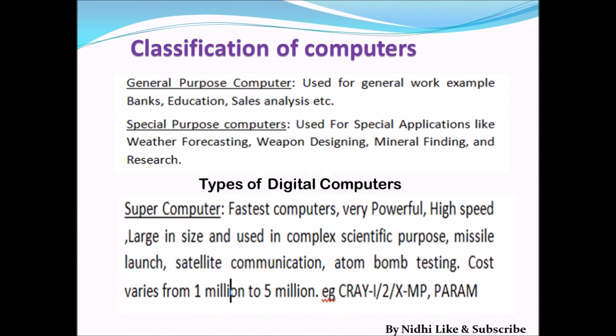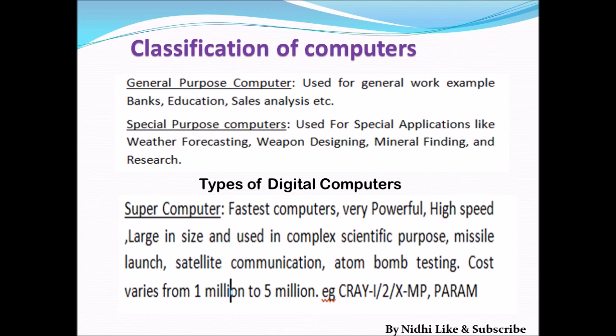So next is classification on the basis of purpose. General purpose computers are used for general purpose work like banks, education, sales, etc. Special purpose computers are used in special applications like weather forecasting, weapon designing, mineral finding, and research. The supercomputer also comes in the category of special purpose computers.